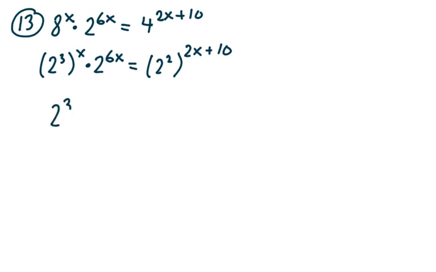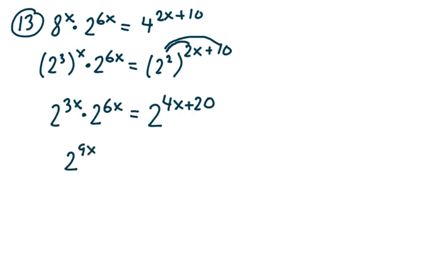So I'm rewriting both sides to have 2 as the base. So 2 to the 3x times 2 to the 6x on the left side. And then I'm going to distribute the 2 in. And I'm going to get 2 to the 4x plus, I believe that's 20, right? So 2 to the 9x on the left side, and then 2 to the 4x plus 20 on the right side. So 9x is 4x plus 20.